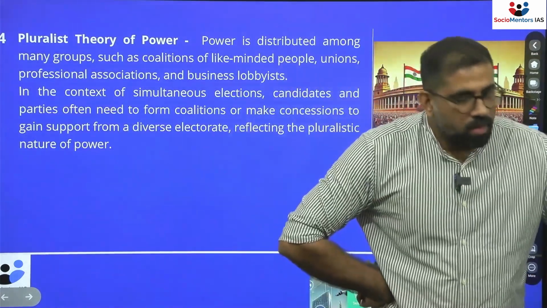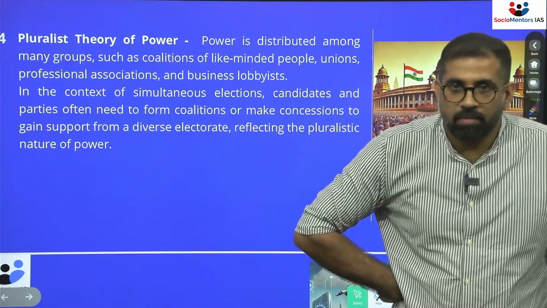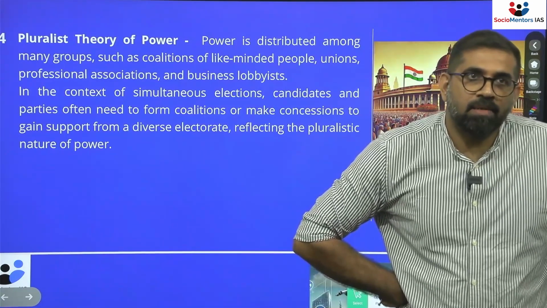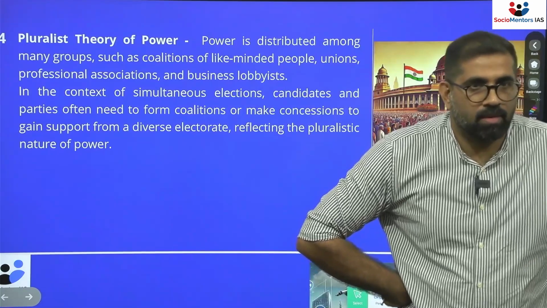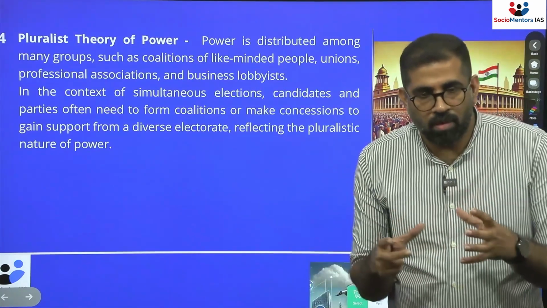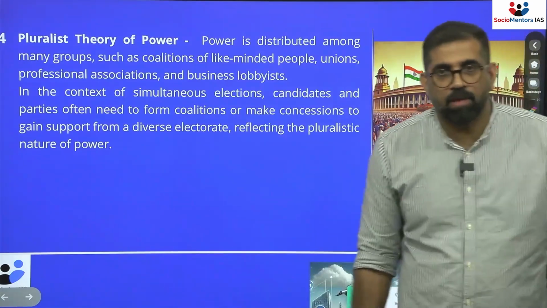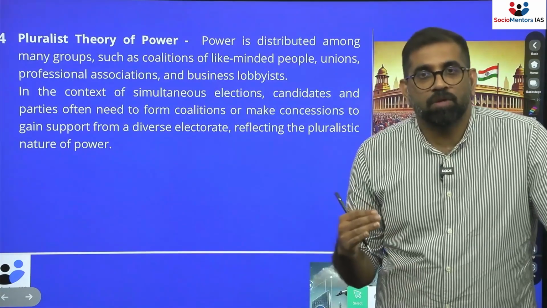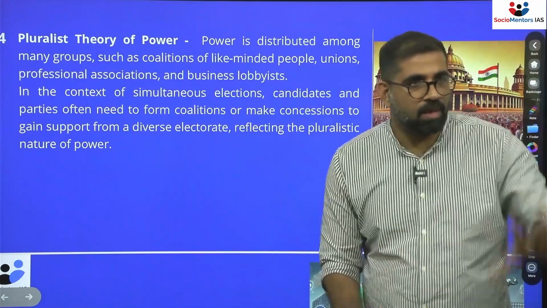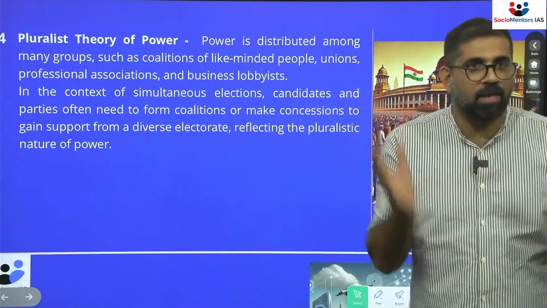Basically, the pluralistic theory of power becomes important in analyzing simultaneous elections, in the sense that simultaneous elections will truly make democracy pluralistic. Because when we are contesting the elections simultaneously at different levels of government, they should get into different types of coalitions. Because people will start considering this as a single election, not different levels of election. Everyone will start considering it as a single election, right?